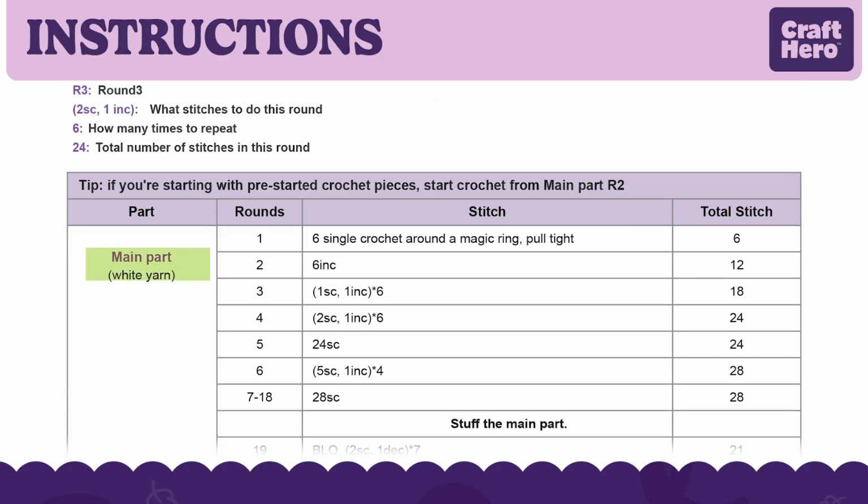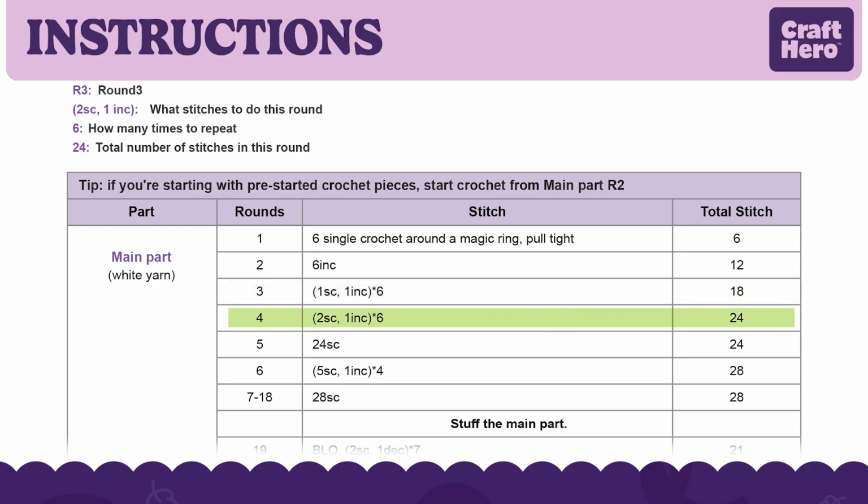For the main part of the ghost, we need to crochet 1 piece and use white yarn. For round 1, we will start with a magic ring and work 6 single crochet, 6 stitches in total. For round 2, we need to work 6 increases, 12 stitches in total. For round 3, we need to work 6 sequences of 1 single crochet, 1 increase, 18 stitches in total.